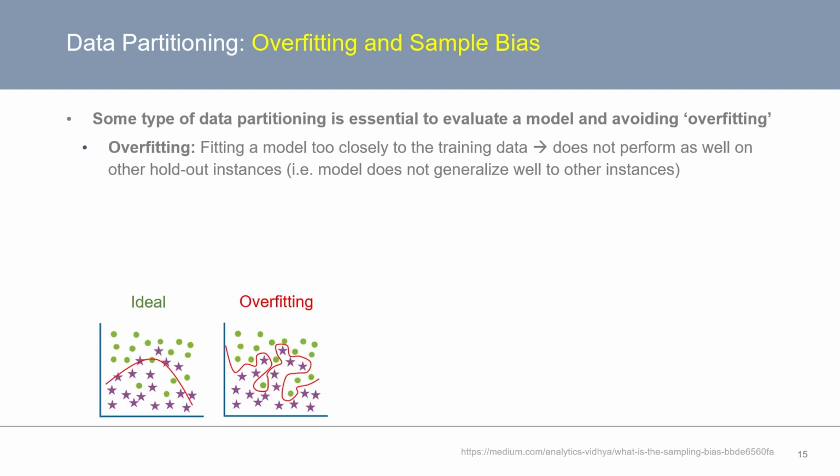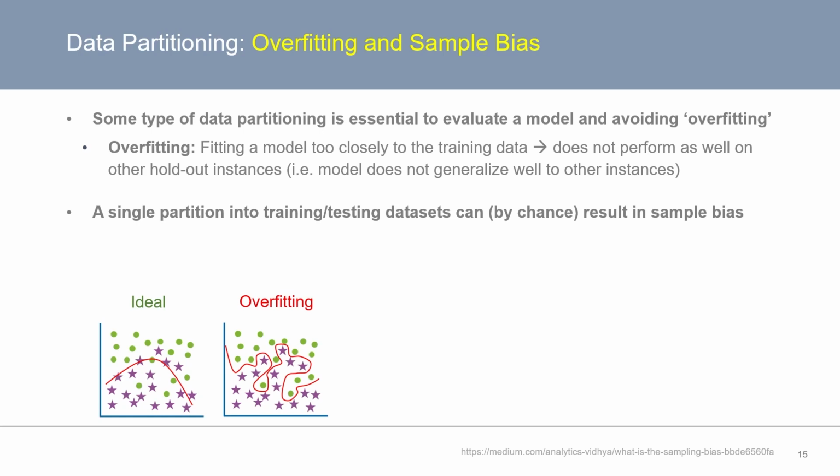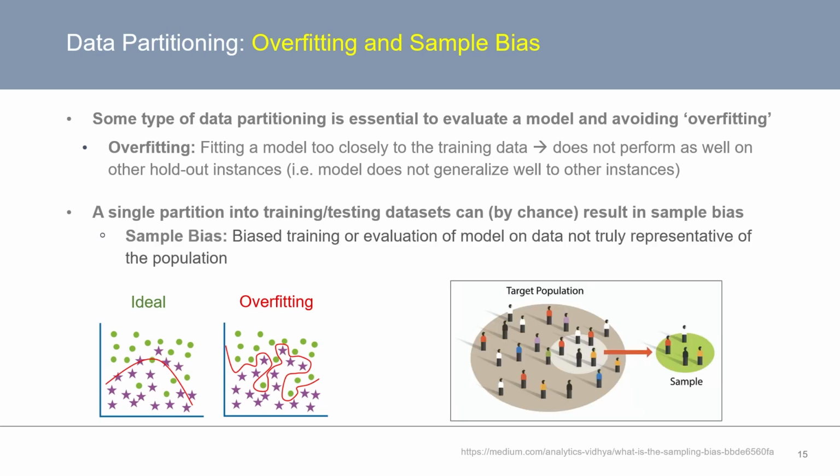Here we can see a simple illustration of modeling a binary classification task, where the red line illustrates the decision boundary learned by a machine learning algorithm. The example on the left is more or less an ideal model fit to this data, while the example on the right illustrates overfitting of the training data. However, it's important to be aware that a single partition of the data into a training and testing set can just by chance result in sample bias. Sample bias can be defined as biased training or evaluation of a model on data that's not truly representative of the target population to which the model is intended to be applied.